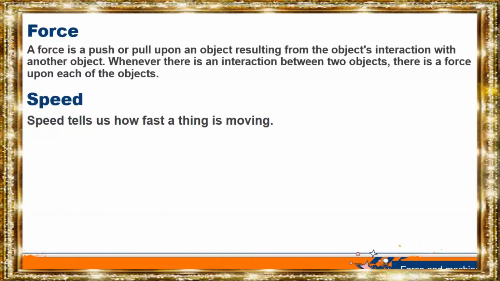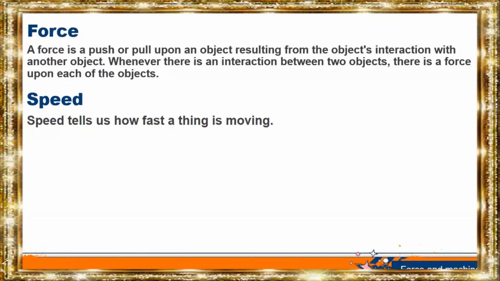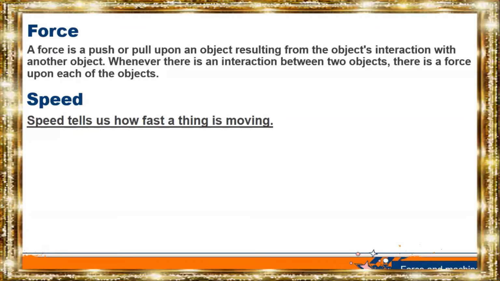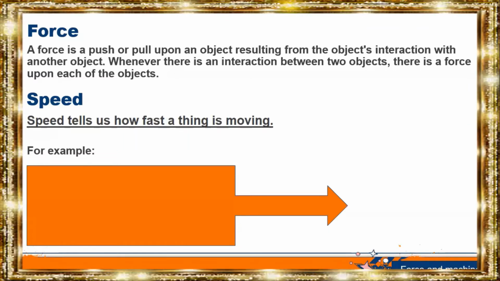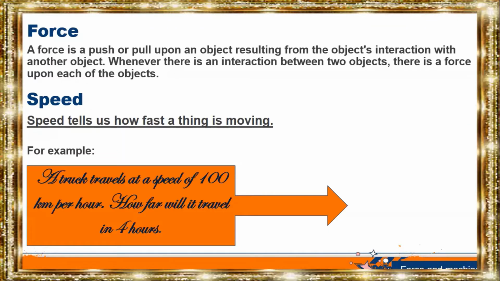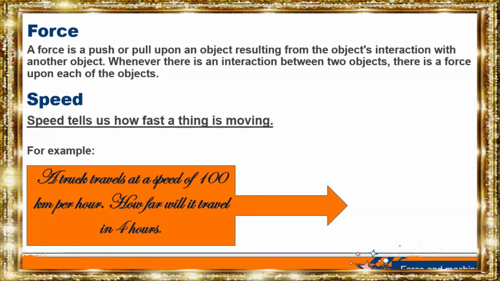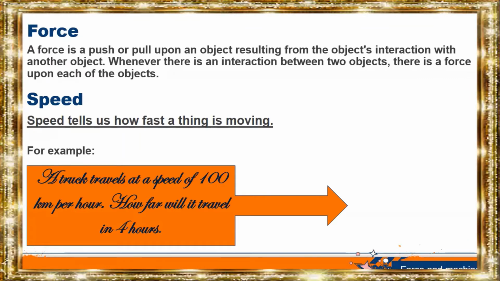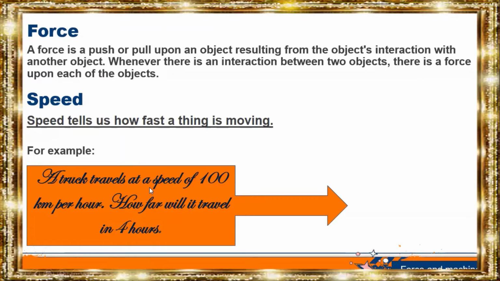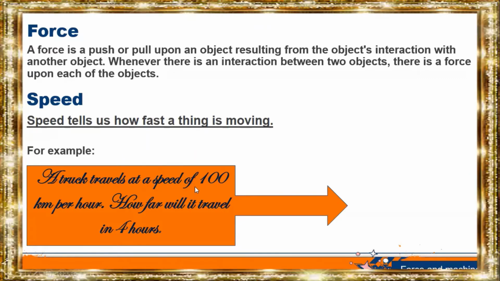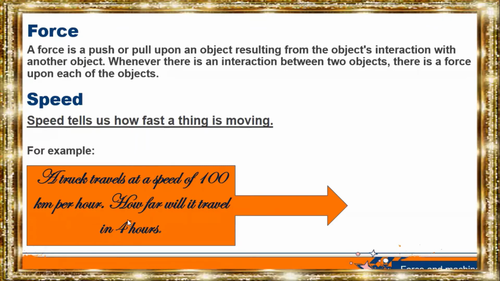Students, speed tells us how fast a thing is moving. Just moving on to the particular topic, I need to give you one example. I hope you already did the practice of the activity which is in your book, page number 86. Here we have another example, just changing the number. The question is: a truck travels at a speed of 100 kilometer per hour. How far will it travel in 4 hours?